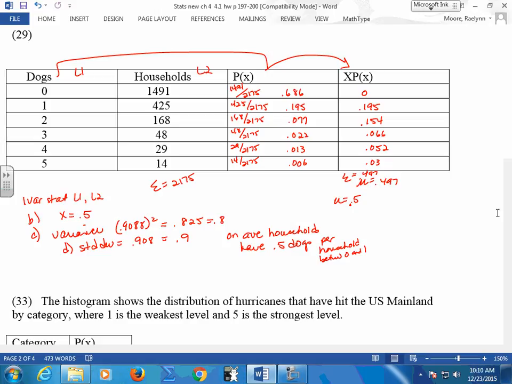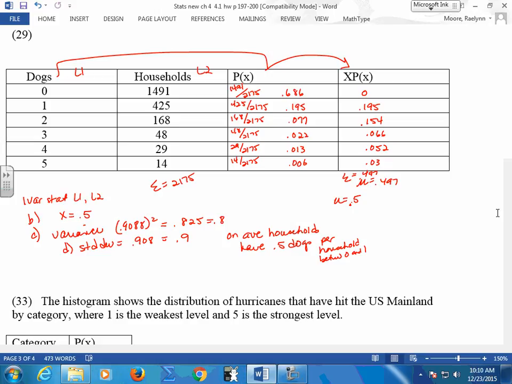So this tells you, on the average, every household has 0.5 dogs. We know you can't have 0.5 dogs, but on the average, they have 0.5 dogs, between 0 and 1. Either they have no dogs or they have 1 dog. The mean is, I added them all up, 0.5.